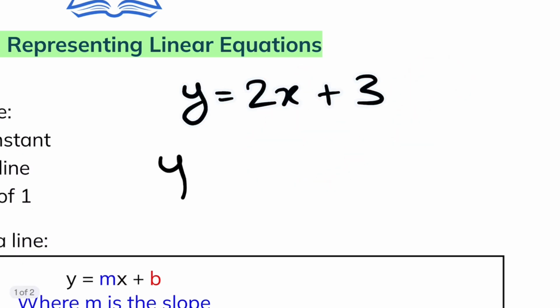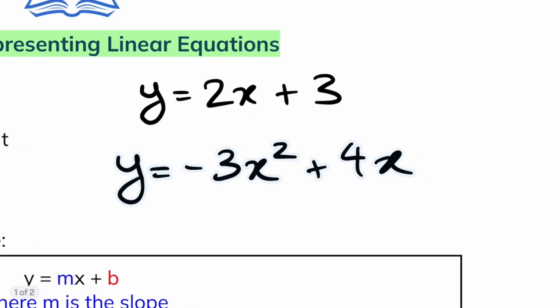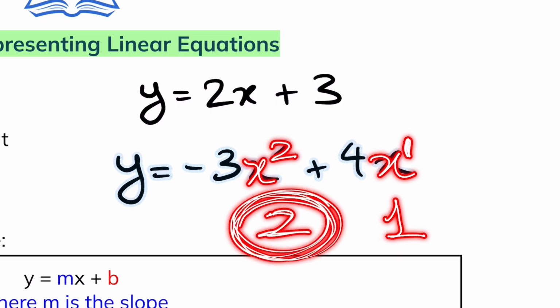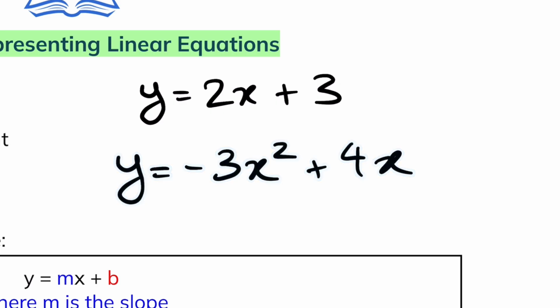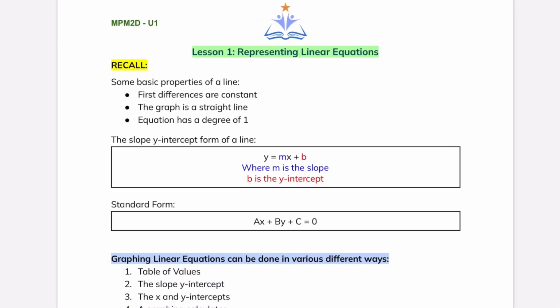So if I gave you an equation like this, and I said, is this linear? Well, you would check for the degree, and you would see that this has an exponent of 1, and this has an exponent of 2. And the highest exponent is 2, right? So the degree is 2. Therefore, this is not a linear equation because its degree is not 1. So that's all that's saying, and that's something you should note.